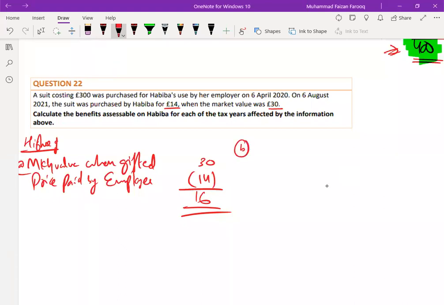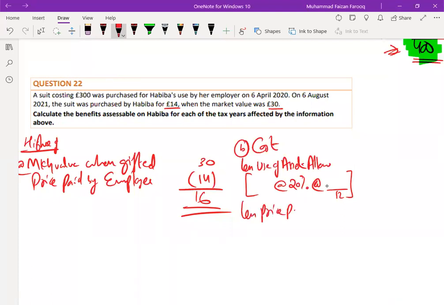Second working, a bit tricky. Cost less use of asset allowance, which will be 20% fixed into months divided by 12, and then less price paid. Price paid is 14, cost is 300. These both are given. Okay, till here I hope there is no confusion. But use, how we are going to check? We are going to make the timeline, tax line.